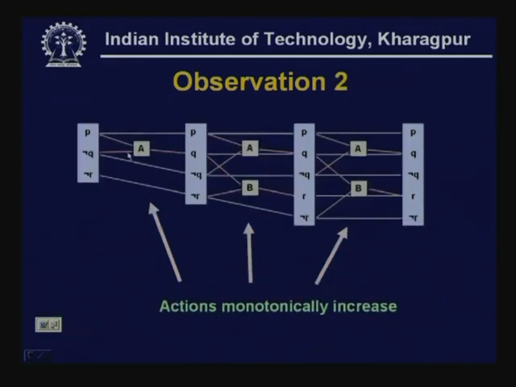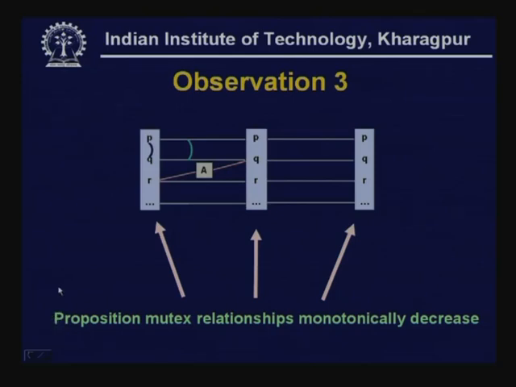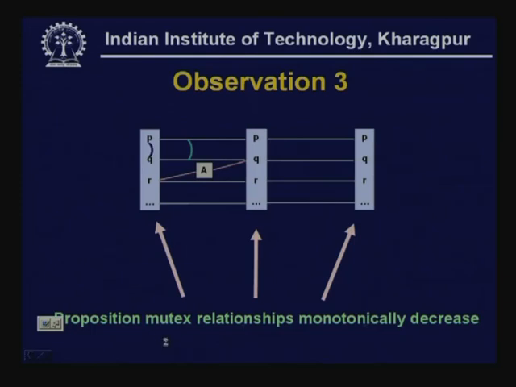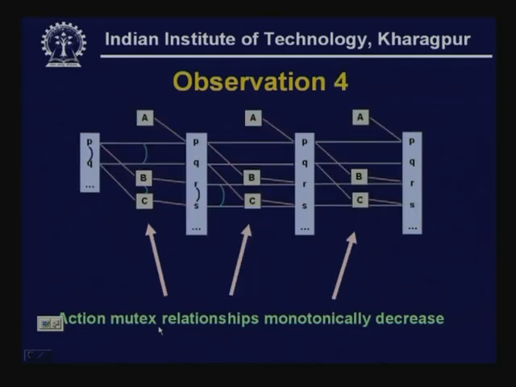Observation 2 is that since between two levels the number of propositions is increasing, the number of actions which are applicable will also increase. So, more actions will be applicable here than in this level. So, the number of state variables are increasing, the number of propositions are increasing, the number of actions are increasing, and the mutex relationships between the actions are decreasing as we go.